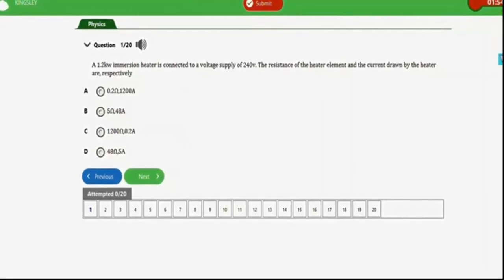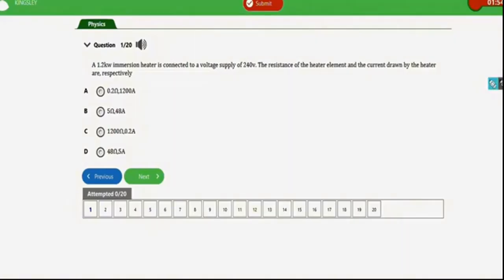In this video, we're going to learn how to solve these basic repeated questions under electric power and energy. So we're going to practice with 10 repeated questions for this topic. Let's get started. The first question I have here says, a 1.2 kilowatt immersion heater is connected to a voltage supply of 240 volts. The resistance of the heater element and the current drawn by the heater are respectively.